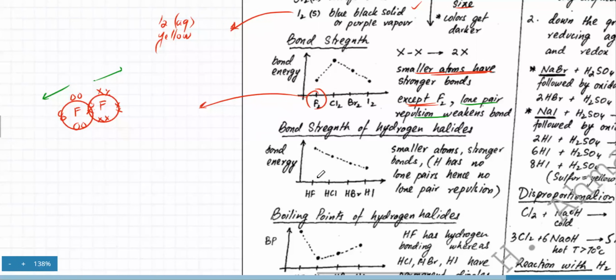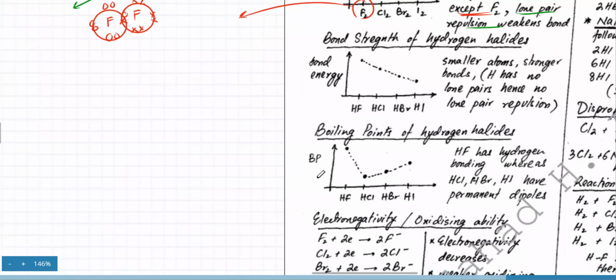So just remember, fluorine is an exception. Otherwise, smaller atoms usually form stronger bonds. Now, that's not an issue when you talk about the bond strength of hydrogen halides. That doesn't seem to be an issue there. Smaller atoms form stronger bonds, and bigger atoms form weaker bonds.